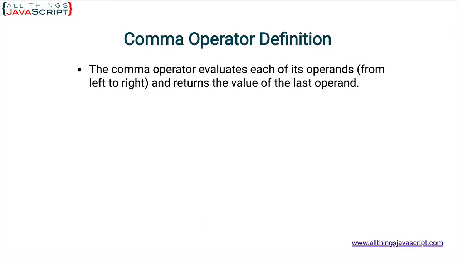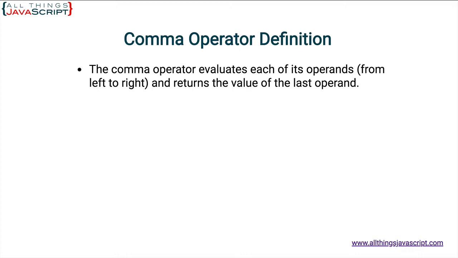Now, in order to understand this definition, we need to just give a quick reminder of what an operand is. Basically, the operand is the part of the expression that specifies what data is to be manipulated or operated on by that operator. So in 1 plus 3, plus is the operator. 1 and 3 are operands.